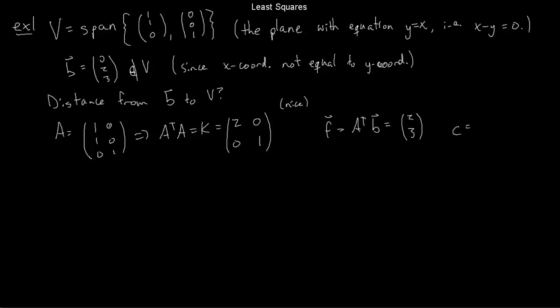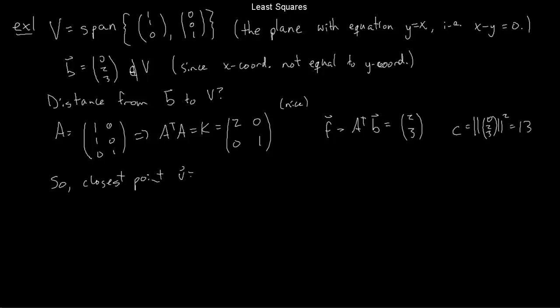Pause the video and make sure you actually compute those things. Then C is the norm of 0, 2, 3 squared. That was B. B is 0, 2, 3, and F is 2, 3. So when you take that norm squared, you get 13. No, I'm taking the norm squared. So 4 plus 9 is 13.